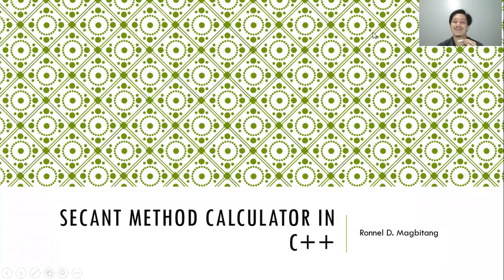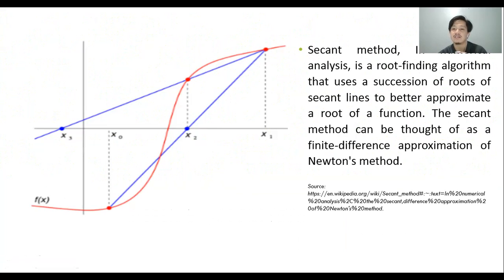Hi guys, in this video we're gonna be doing a secant method calculator using C++. So this secant method calculator will be applicable to third up to 10th degree polynomials. In numerical analysis, it is a root finding algorithm that uses a succession of roots of secant lines to better approximate a root of a function. The secant method can be thought of as a finite difference approximation of Newton's method.